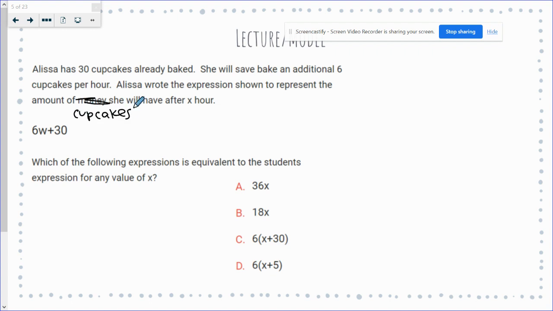After x hours, so this needs to be changed to an x. So that's her expression, the 6 per hour plus the 30 she already has, which is equivalent to the student's expression. All right, we know that she is not adding together 6 and 30 to get 36 because one is a constant and one is a variable term, so they can't go together. Again, with the 18x, that doesn't show that she's already baked 30. You need a constant. Now let's look at these two. We have outside terms multiplied by inside terms. That means we can use the distributive property.